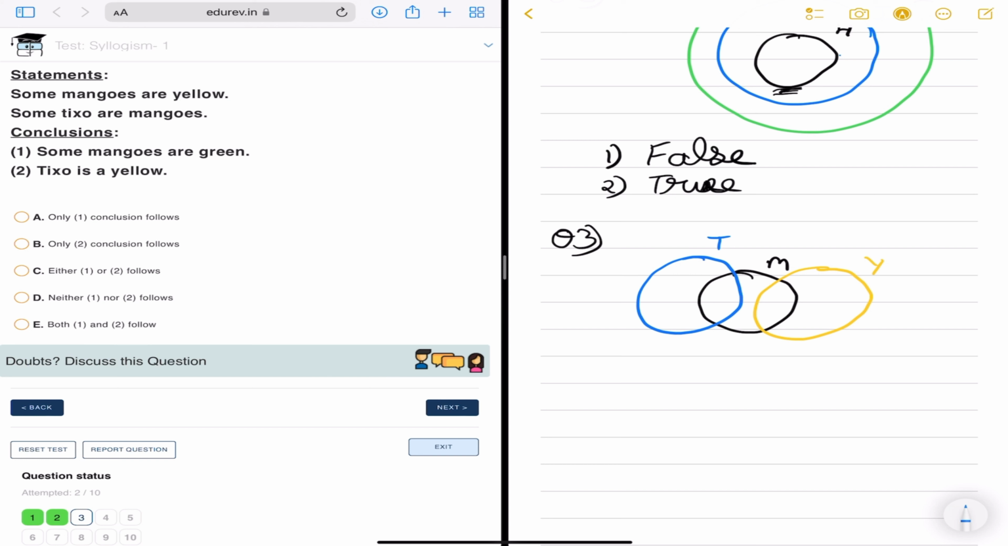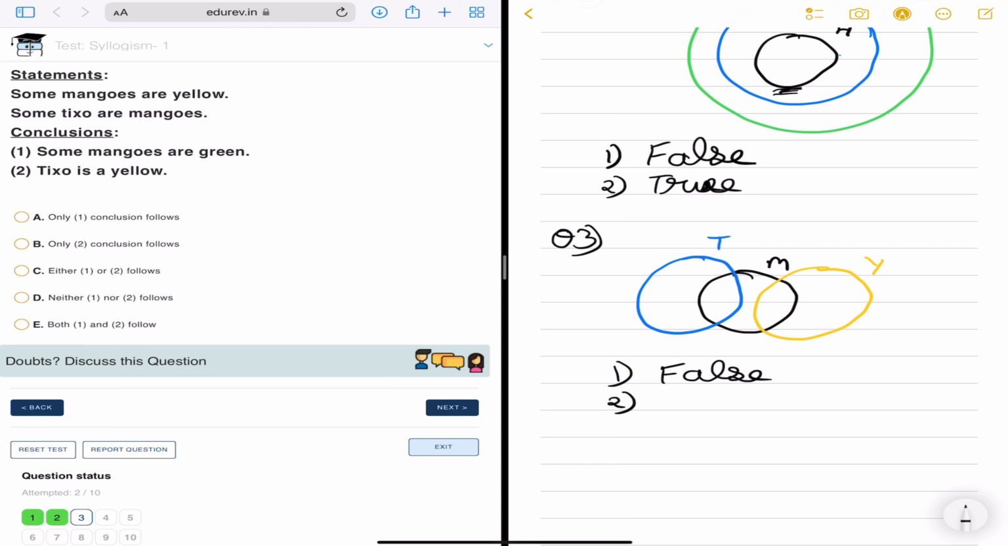So here we are saying that some mangoes are yellow and some tixo are mangoes. As you can see, both of them are talking about some of them, and we have to make the minimum overlapping diagram, which we studied in our videos. So this is the minimum overlapping diagram for this question. Now for conclusion number 1, it states some mangoes are green. Now we do not know anything about green here, okay? So we cannot say that some mangoes are green. So that conclusion is false.